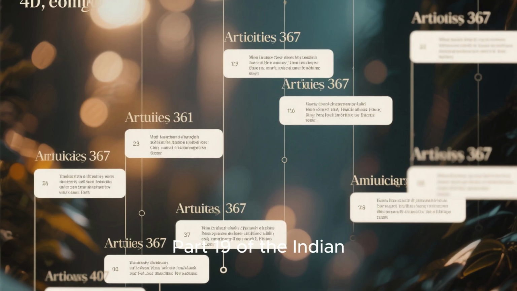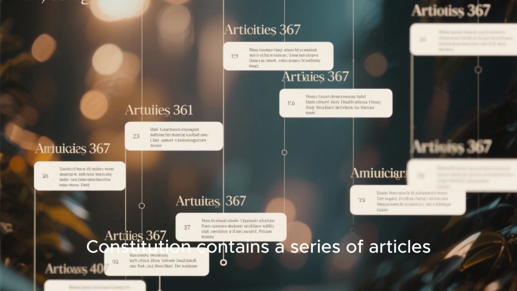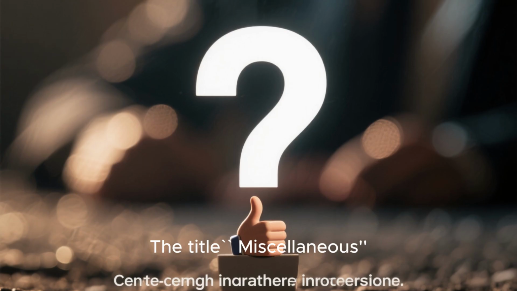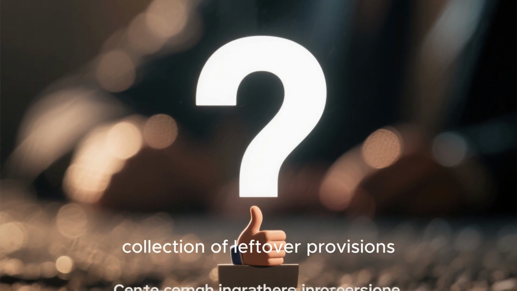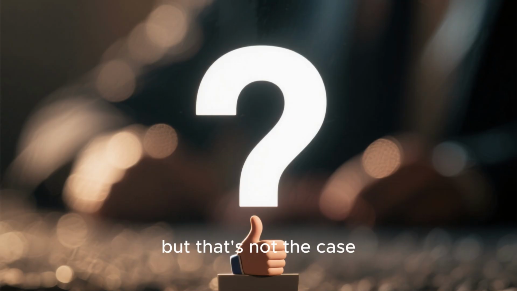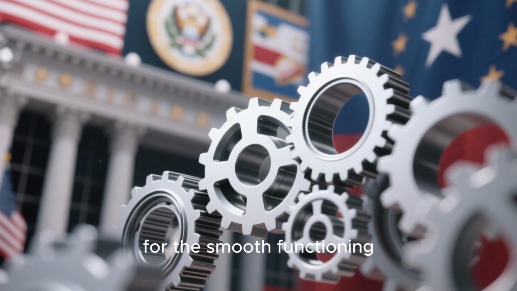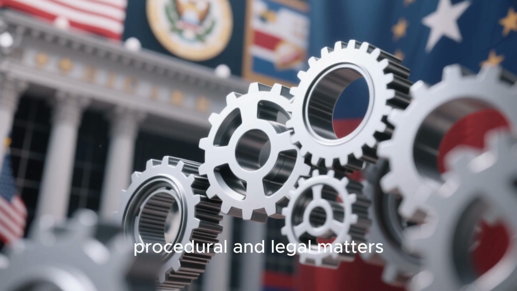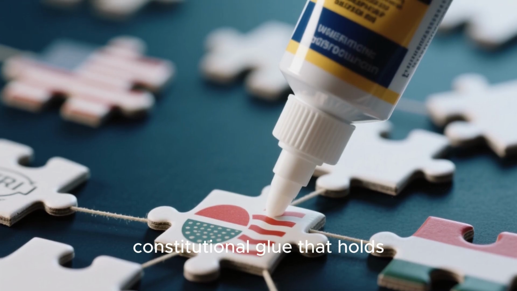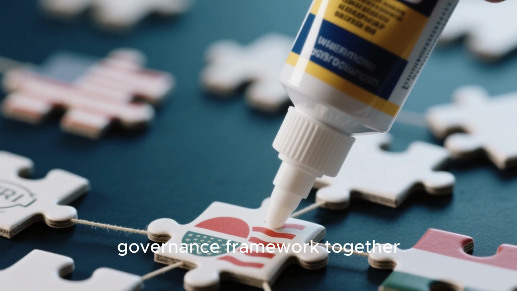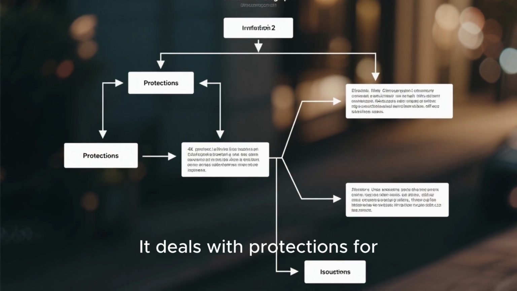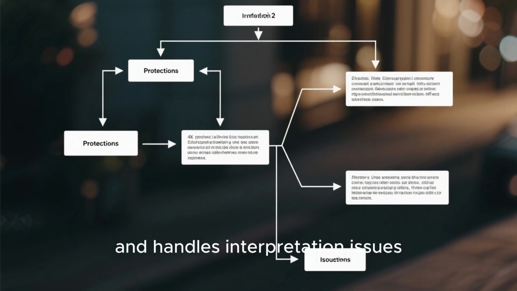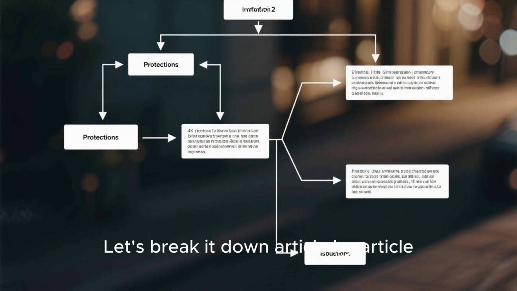Part 19 of the Indian Constitution contains a series of articles from Article 361 to Article 367. The title Miscellaneous might sound like a random collection of leftover provisions, but that's not the case. These articles are essential for the smooth functioning of the government and provide clarity on various procedural and legal matters. Think of it as the constitutional glue that holds different pieces of the governance framework together. It deals with protections for high-ranking officials, defines key terms, and handles interpretation issues. Let's break it down, article by article.